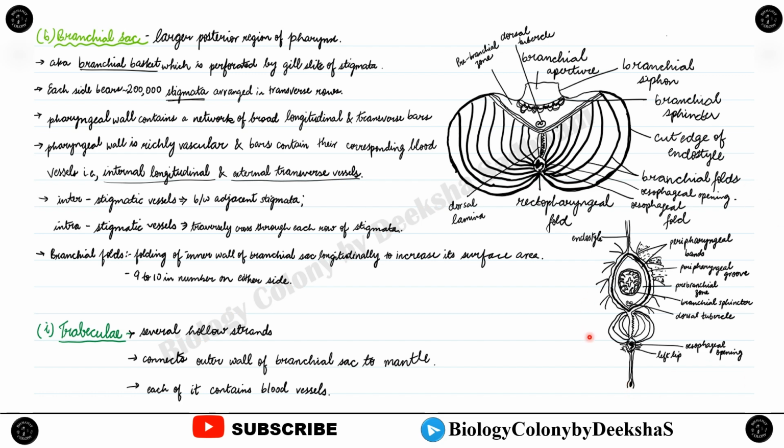In this diagram, it is taken from the branchial aperture as if we are seeing from the top. This is the lip, these are the branchial tentacles, then the pharyngeal bands, and the endostyle covering the whole pharynx part at both sides. This is the dorsal lamina and the esophageal opening that will lead to the esophagus, then the stomach, intestine, rectum and anus.